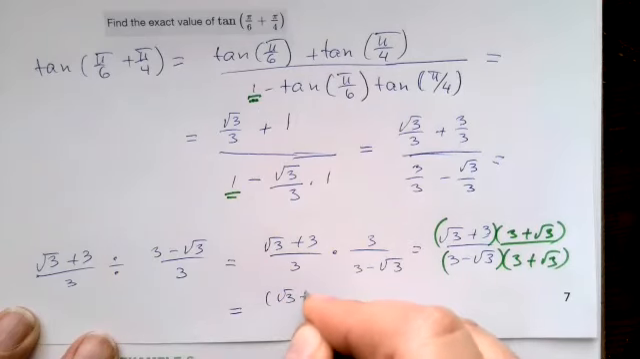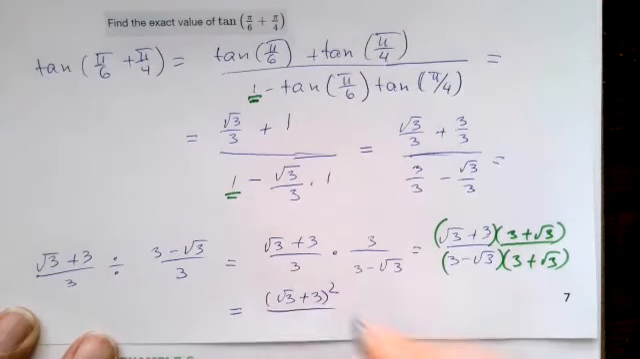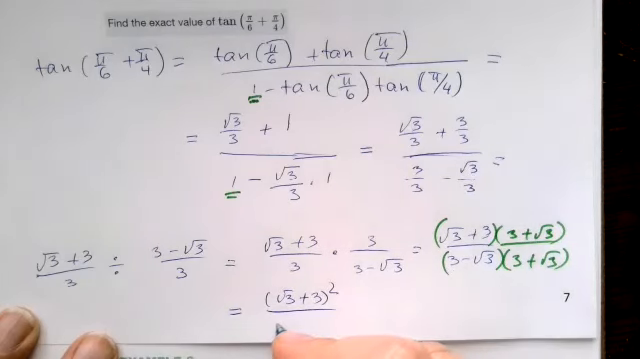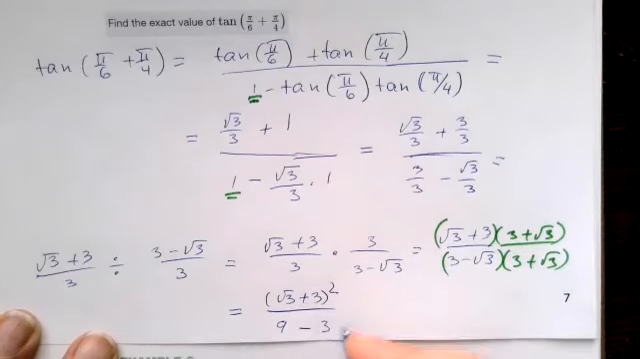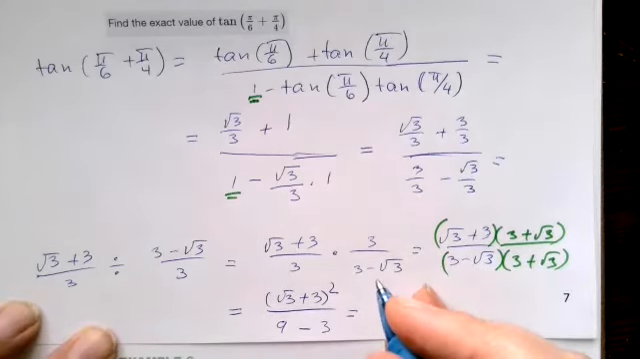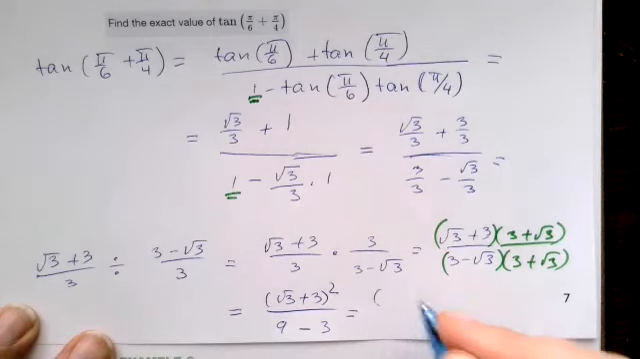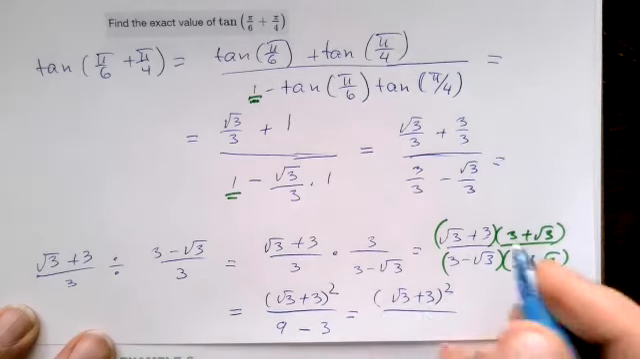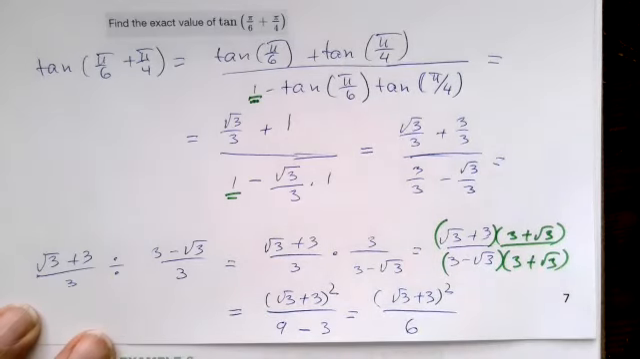root of 3 plus 3 squared. On the bottom, we have the first one squared, which is 9, minus the second squared, which is root of 3 squared, going to be 3. So in the end, we're going to have square root of 3 plus 3 squared over 6. So that's our final answer.